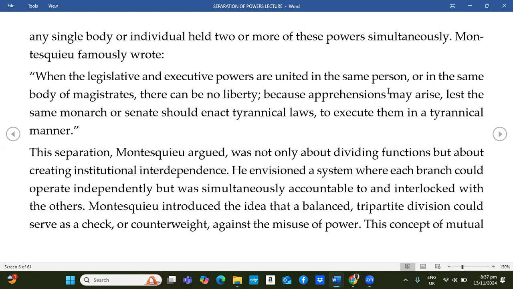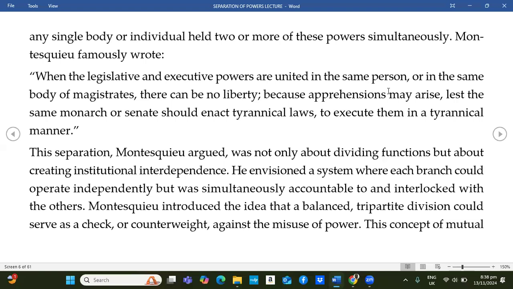with others. So the executive should be able to operate independently. At the same time, it should have some accountable relationship. It should have some interface with the other branches. And the same thing applies to the legislature. The legislature should be able to work independently, but at the same time, it should have some accountability and some interface with the other branches. And the judiciary too should have independence, but it should also have some accountability or some interface with the other branches. So that is the teaching by Baron de Montesquieu.